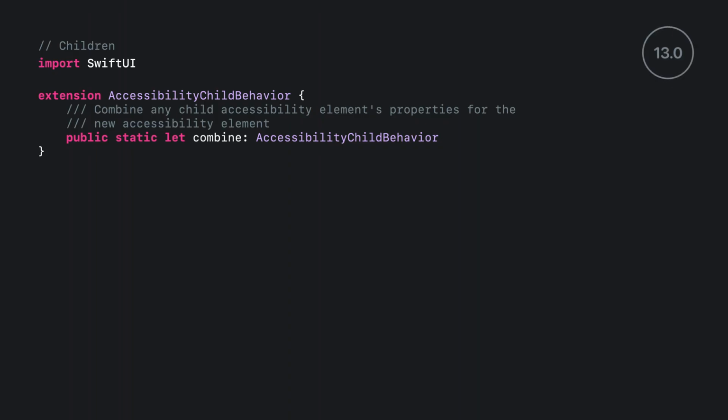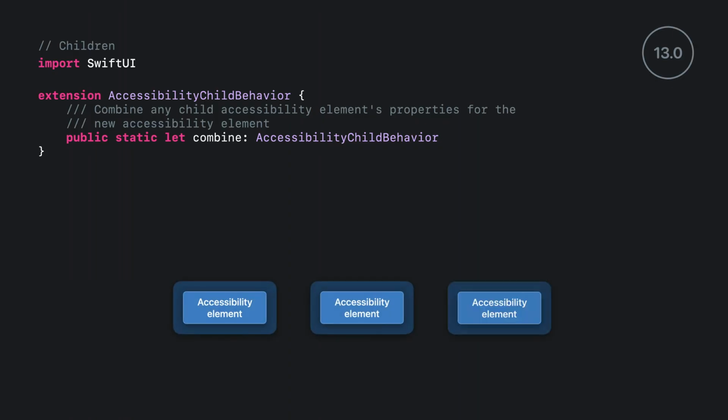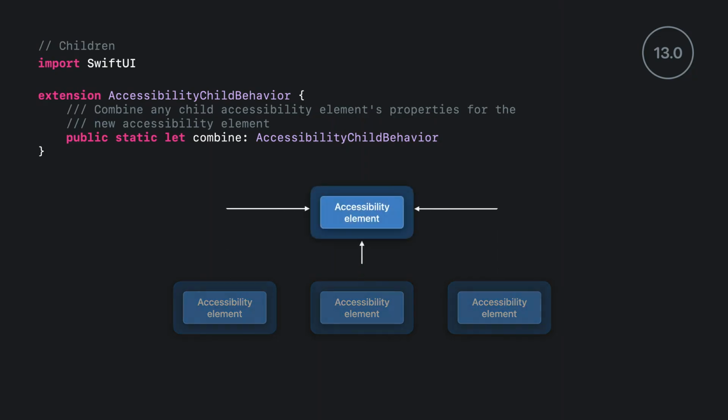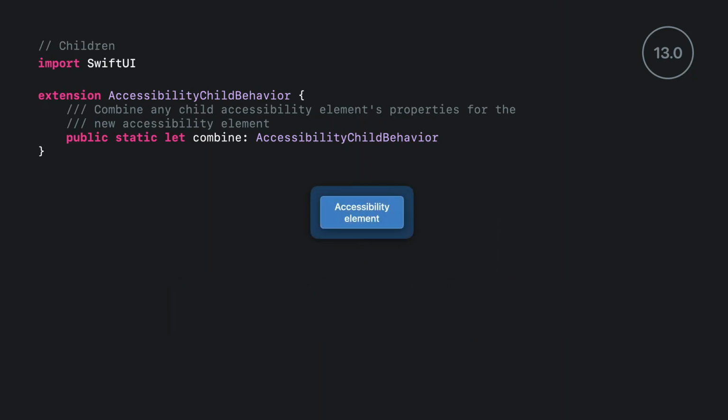But with Accessibility Children, the accessibility elements of a view can differ from what's presented visually, allowing you to tailor a great experience. But Accessibility Children can also be used to compose the accessibility with the help of the combine behavior. As a quick refresher, the combine child behavior will merge properties from multiple accessibility elements into a new or existing accessibility element. But with the addition of the Accessibility Children API, it can now be used to compose accessibility in a generic way.